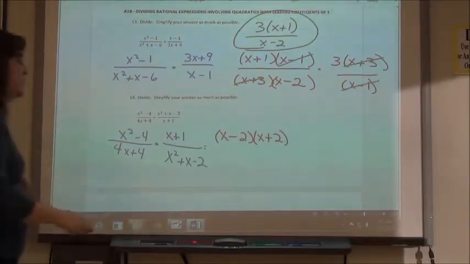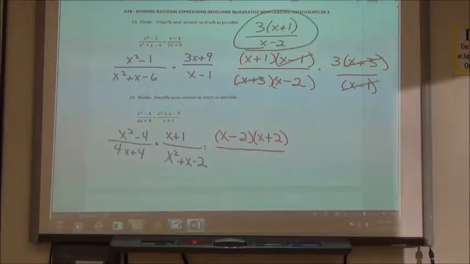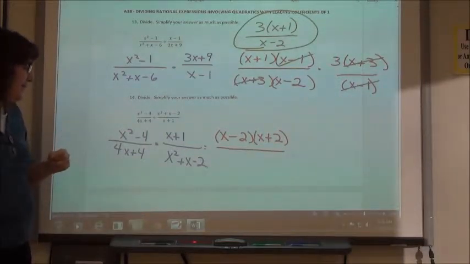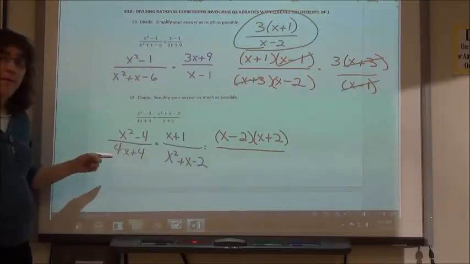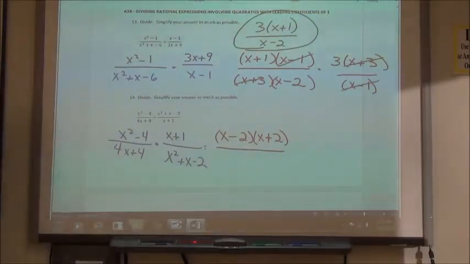Bottom of the first fraction. What can I do at the bottom of that first fraction? Can I do the same thing I did to the top? Nope, because it doesn't have a squared. And if it doesn't have a squared, it's not going to factor into 2 sets of parentheses.